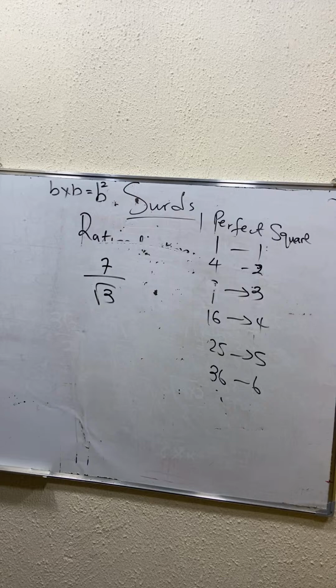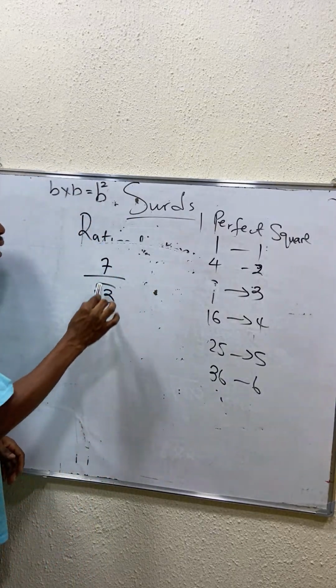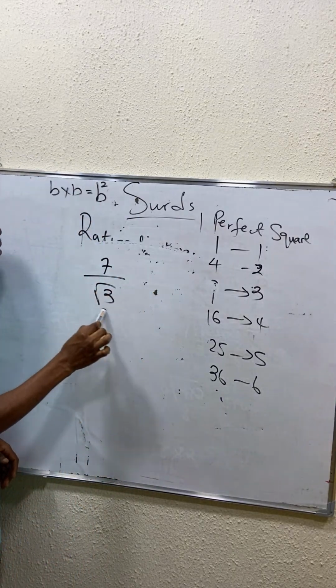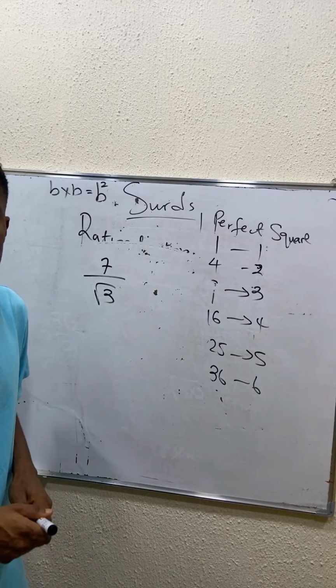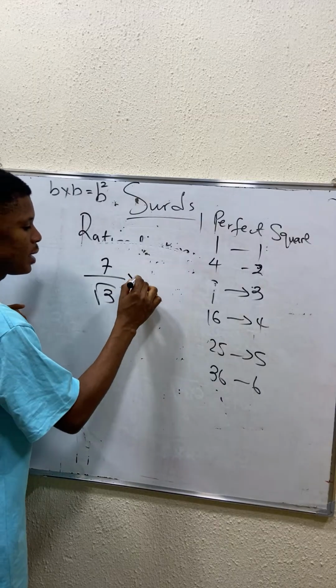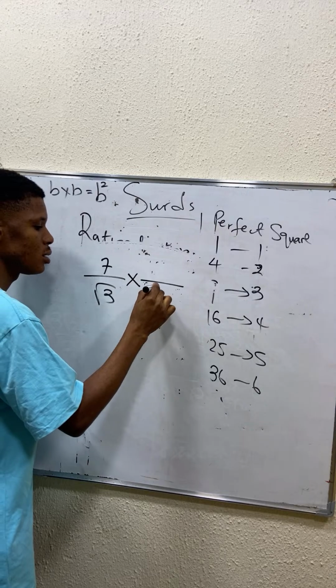And I want you guys to try this, 7 over root 3. Let us know the answer in the comments. 7 over root 3 is very simple. For you to rationalize 7 over root 3, remember, rationalizing a surd simply means removing this irrational part, which is root 3. So to do that, I have to multiply by the same irrational number, root 3, to the what?